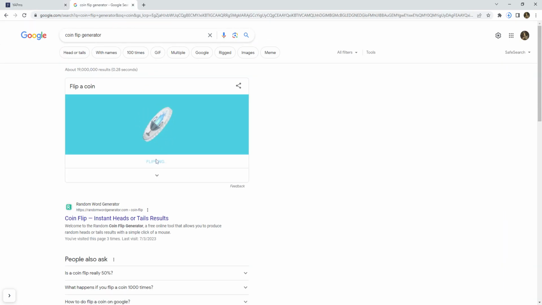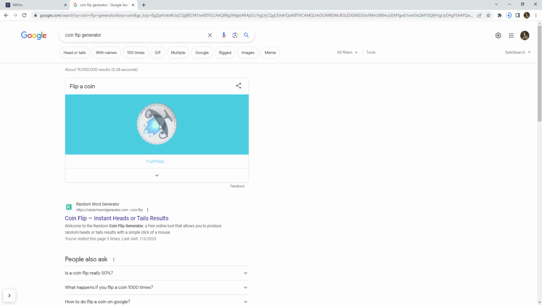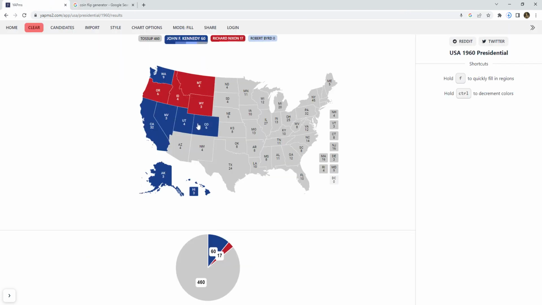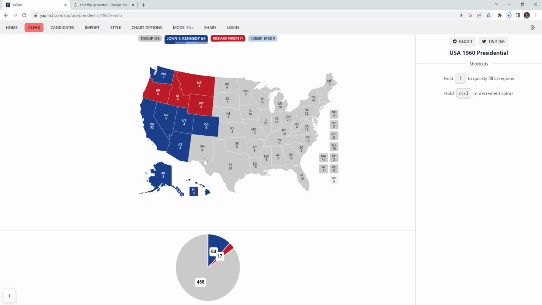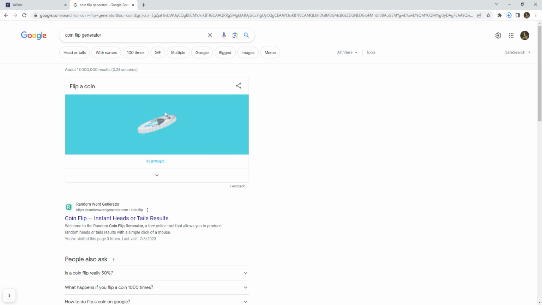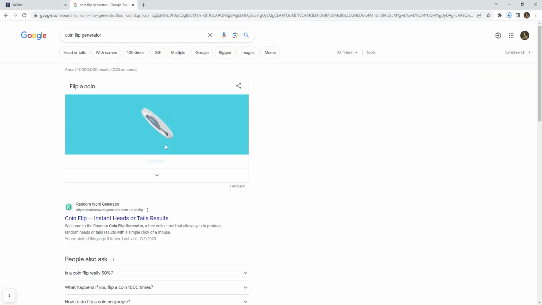Next is the state of Utah. That's going to go for Kennedy as well. Next is Colorado. It's going to go for Kennedy. Next is Arizona. Kennedy doing well so far. And speaking of him, we will take Arizona. Next is New Mexico. That's going to go for Kennedy as well, so he's doing very well with 68 electoral votes. Nixon only has 17.